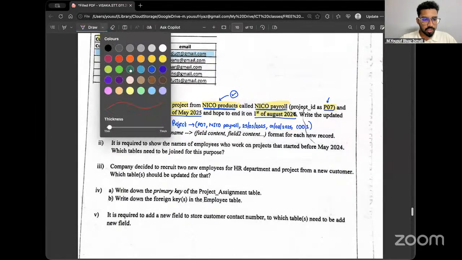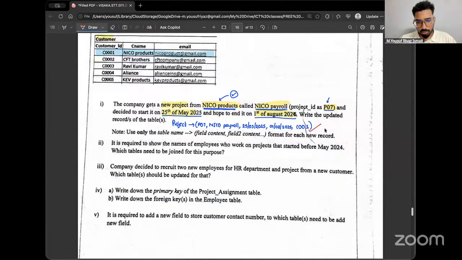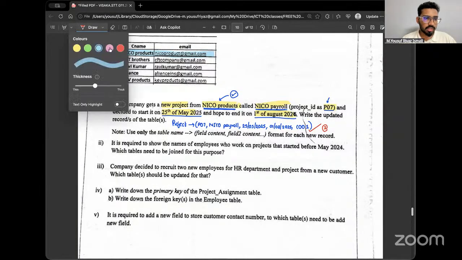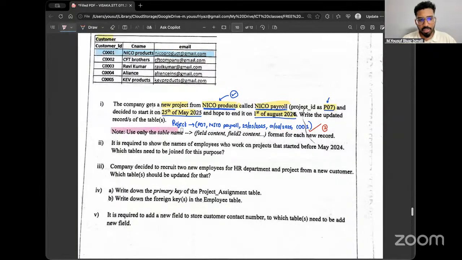If you got it correct, mark it correct, put 2 marks there. If you have any questions, drop in the chat. I didn't do it in that format, I wrote in table format. The question has clearly mentioned to use only the table name format. If they have clearly mentioned it and you use table format, they will not give you marks. If they have not mentioned it, sometimes they might give you marks. But if they have mentioned it, they will not.